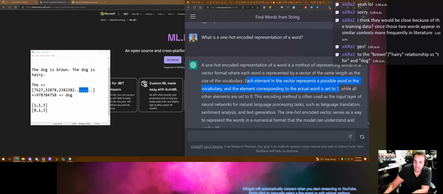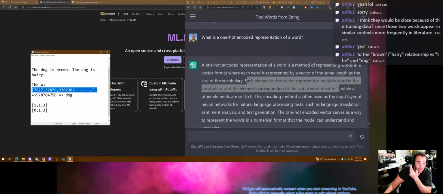The element corresponding to the actual word is set to 1. So maybe that's the first one. So in our example, this would mean 1, and then there's features, I guess, while all other elements are set to 0. I don't know why that's like that.